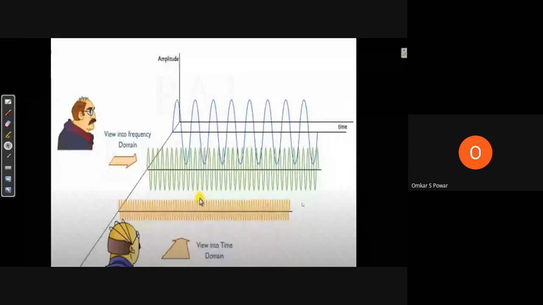So consider a signal here. You have a signal which has 3 frequency components. One I have represented in blue, one in green, and another in orange. So if you view in time domain, your point of view is from this particular man's point of view. So you can see his bald head, right? You're sitting from there, you can see.